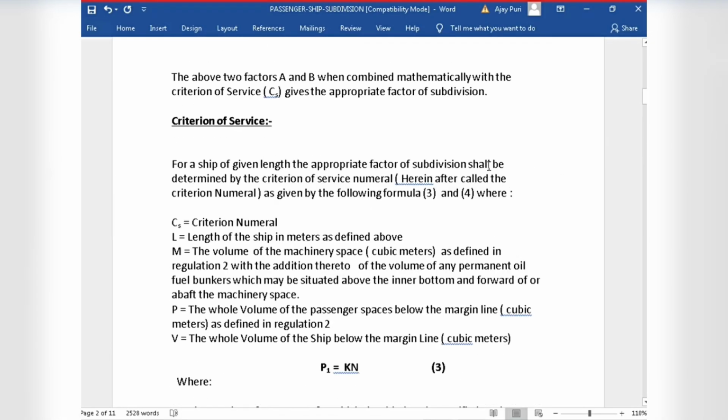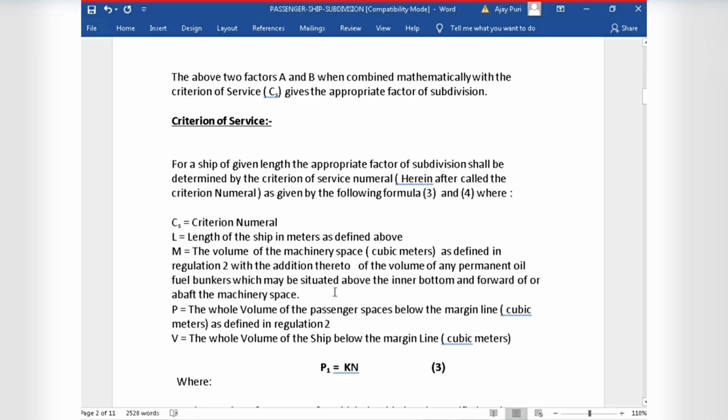So you've done the A factor, which is for cargo ships. B is for passenger ships. You combine that along with CS, and you get the factor of subdivision with a formula there. So CS is for a ship of given length, the appropriate factor of subdivision shall be determined by CS, where CS is the criterion numeral, L is the length of the ship in meters, M is the volume of machinery space. That is in addition to the volume of permanent oil fuel bunkers, which is situated above the inner bottom and forward of or abaft of machinery space.